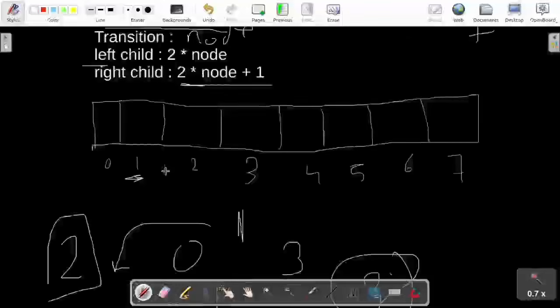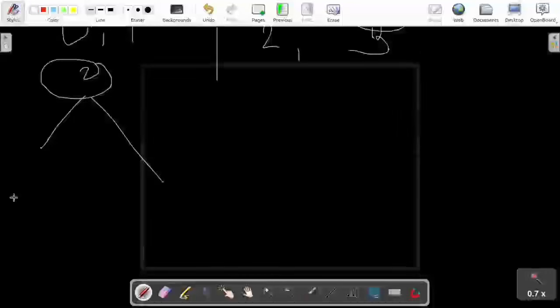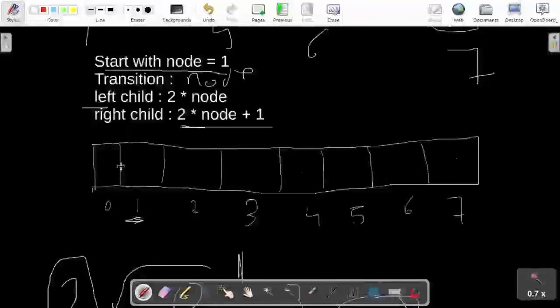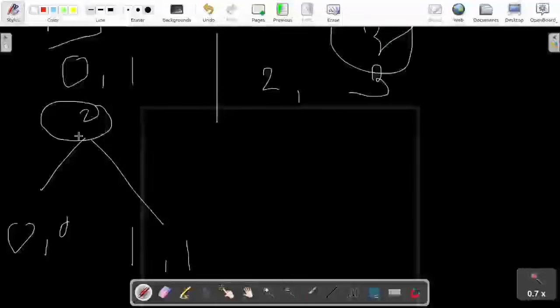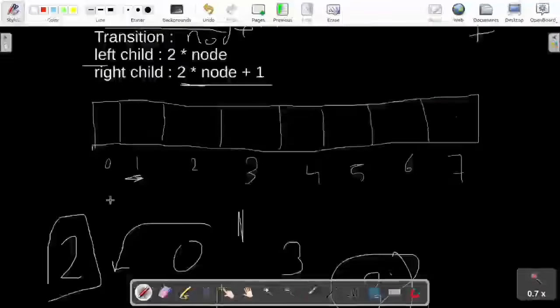Now let's say we are in this range 0, 1, and the value of the node here is 2. Again divide it from the middle, you will be left with 0, 0 and 1, 1. Again use the same formula. For the left child, multiply the value of the node by 2. 2 2s are 4, and for the right child it will be 2 times node plus 1. 2 2s are 4 plus 1, 5. As you can see, 4 and 5.